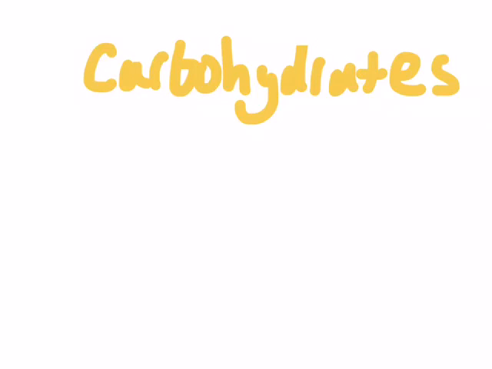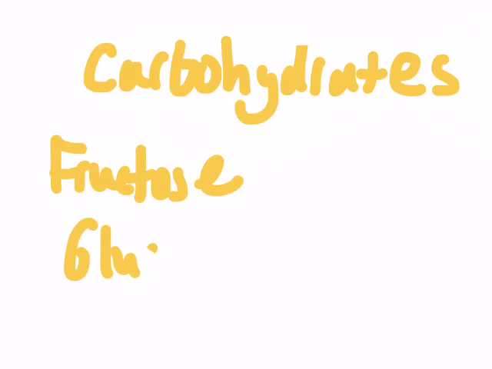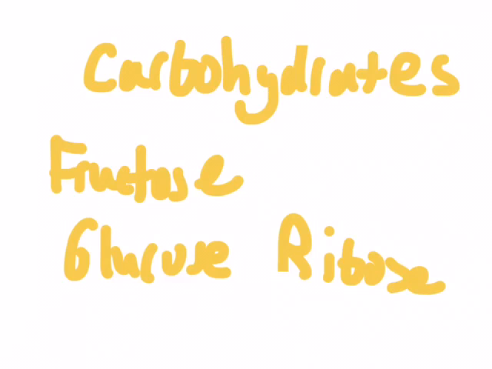So what is a monosaccharide? This is a simple sugar that is a single carbohydrate molecule. Important monosaccharides are going to be fructose, glucose, and ribose. And two monosaccharides that are bonded together are known as disaccharides, and some can form oligosaccharides, and many form polysaccharides.